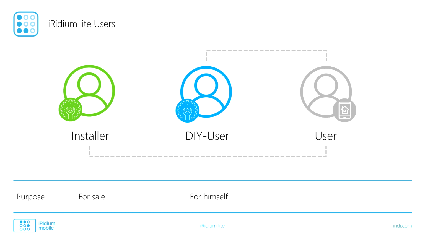After authorization in iRidium, a user controls equipment with the help of a created project. He can also edit the project. It depends on the rights given to him by an installer or a DIY user.